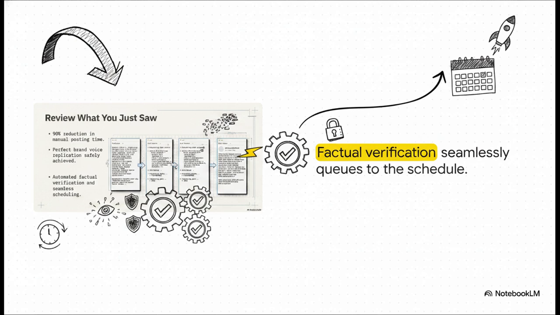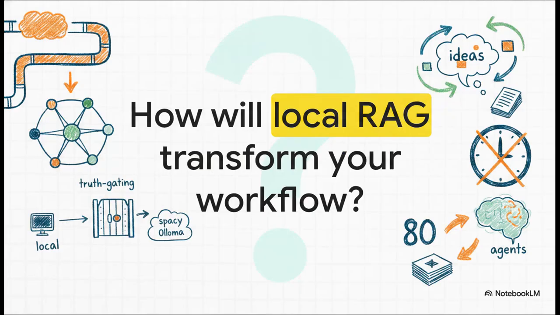So the end result of all this brilliant engineering is just entirely seamless. The tool takes the raw source data, ruthlessly validates the facts through the local terminal using that strict 4-layer truth gate, and then seamlessly queues up the perfect post directly into your Buffer schedule. We are talking about achieving a 90% reduction in manual posting time while safely and perfectly replicating a highly technical brand voice. I really hope this teardown sparked some fresh ideas for your own tech stack.